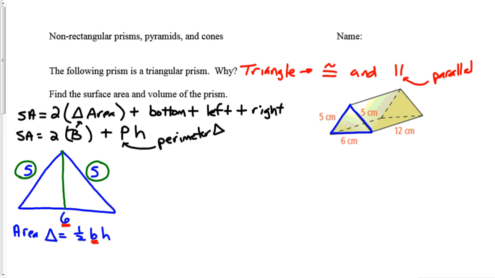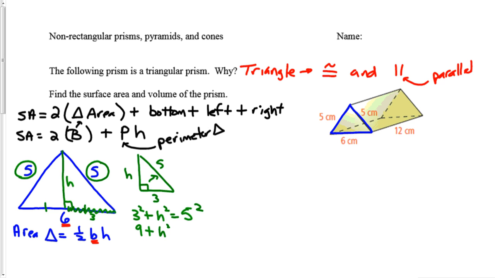So this isosceles triangle, when I draw in the height, is perpendicular to the bottom, and it also cuts that in half, which means this little piece right here, if the entire base was 6, this little piece is going to be 3. So this is my height, and I have a right triangle. I have an h, I have a 5, and I have a 3. So I'm going to use the Pythagorean theorem. 3 squared plus h squared equals 5 squared. 5 is my hypotenuse, it's across from the 90. And then when I work this out, I'm going to find h. So I have h squared is equal to 16. That means h is 4.